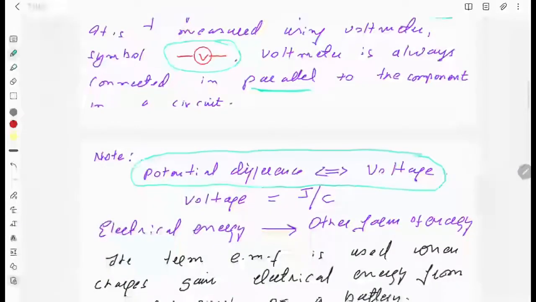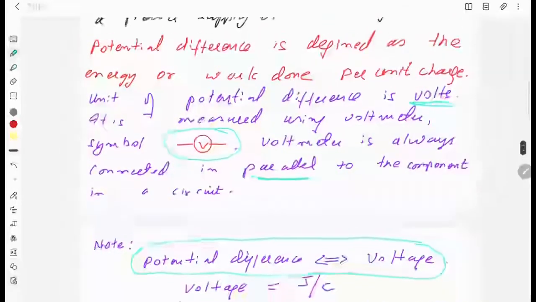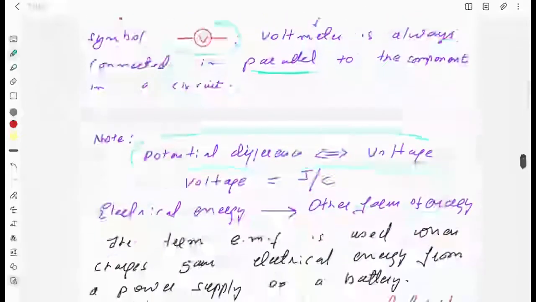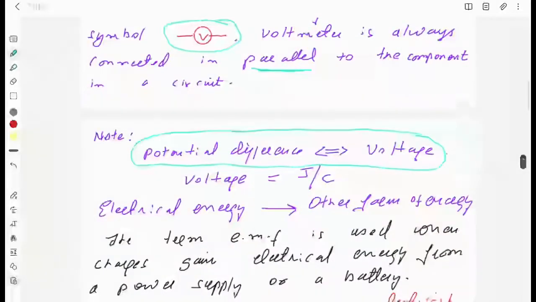And in short form, you can learn voltage is joules per coulomb. As I pointed out before, potential difference is defined as the energy or work done per unit charge. Energy is measured in joules, charge in coulombs, so you can learn voltage is joules per coulomb. Also, in potential difference, electrical energy is converted into other forms of energy.